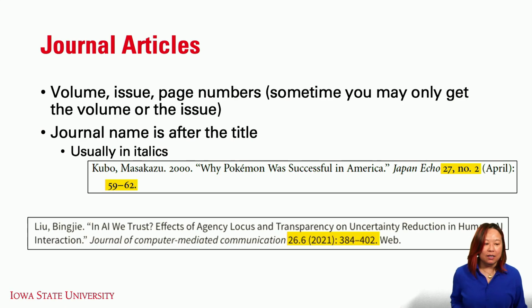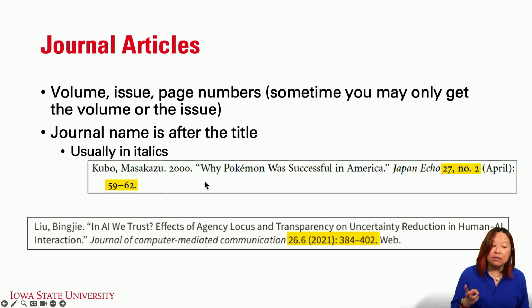All right, next, let's talk about journal articles. In a journal article, you're going to see, in addition to page numbers, one or two additional numbers. The first is the volume number, okay? And here you can see it's 27. And then the issue number is right here, which is number 2. That's the issue. And then page numbers here, okay?